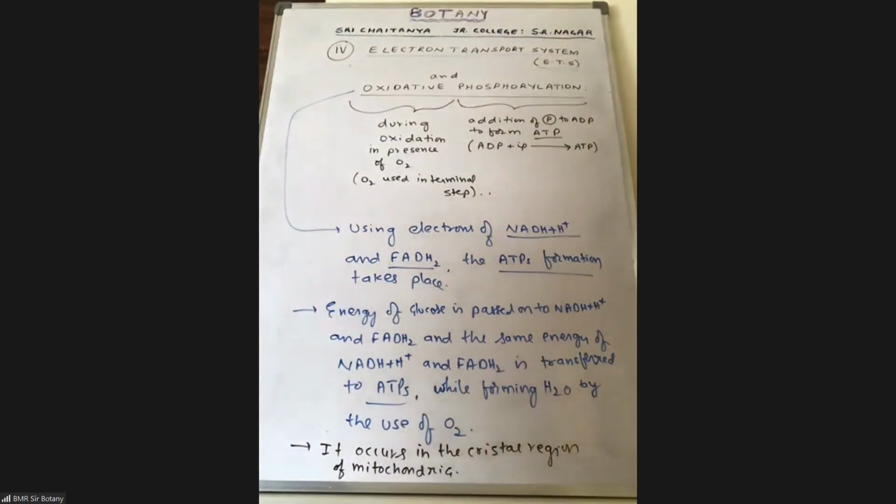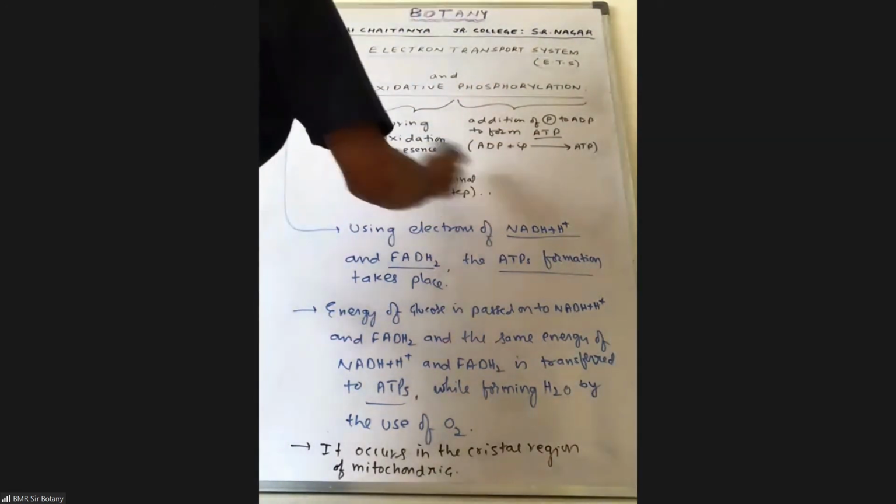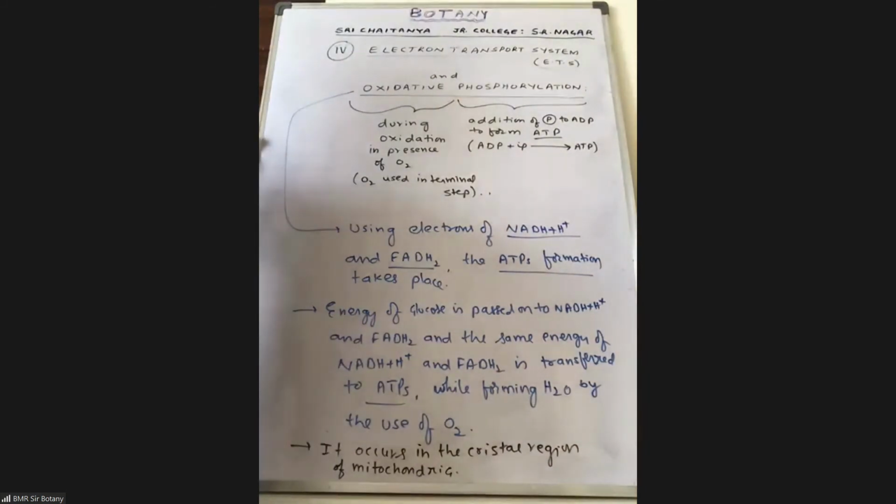So in a mitochondria, literally what happens, I'll show you now. Can I rub off this part? This part only. Sir, don't rub the using electrons points. Yeah.